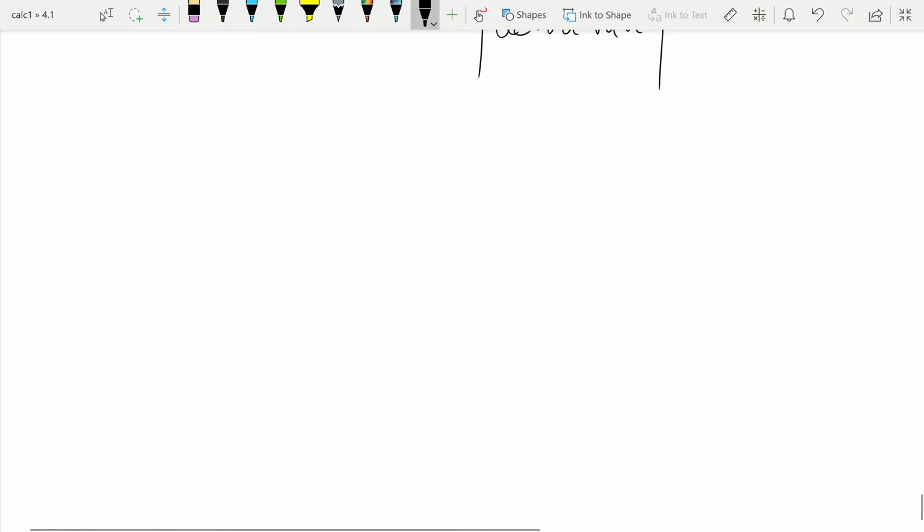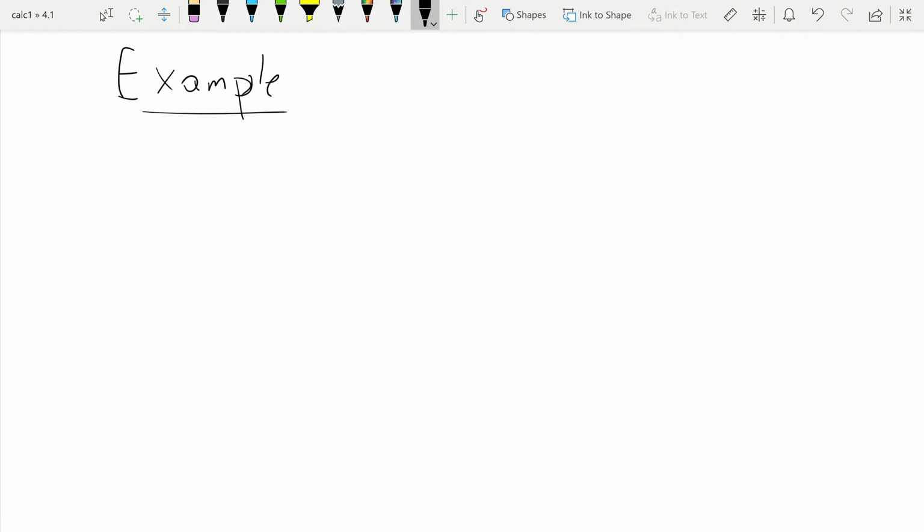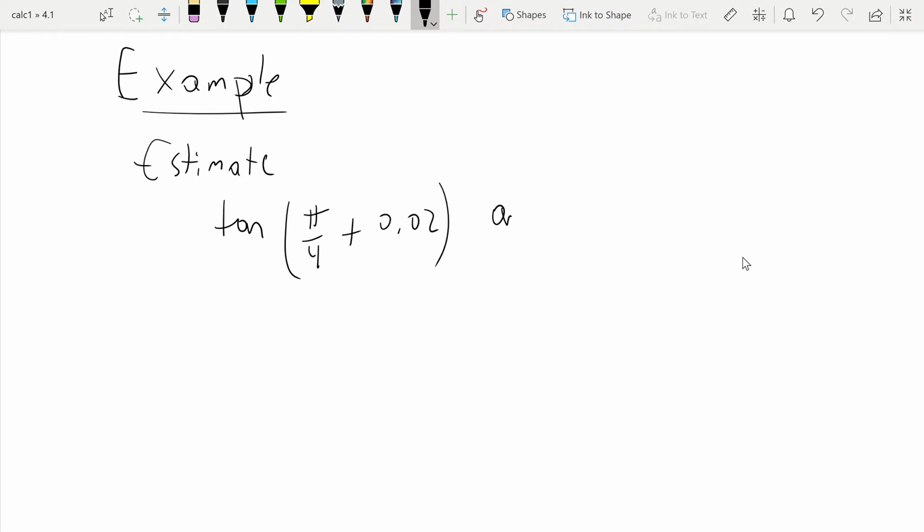And to see with an example how we can implement this when measuring how good our approximations are, let's see what happens when we're given the task of approximating a trigonometric function like tan of pi over 4 plus 0.02, and we're also asked to compute the percentage error.